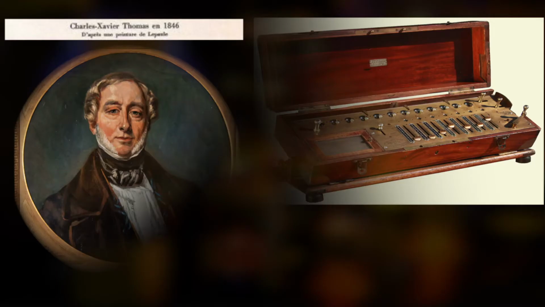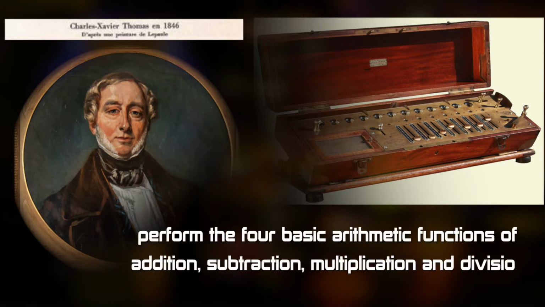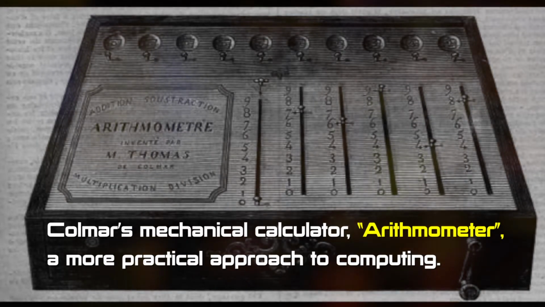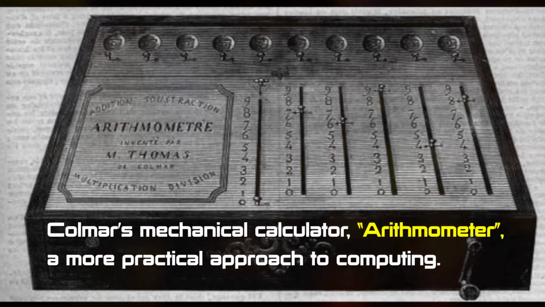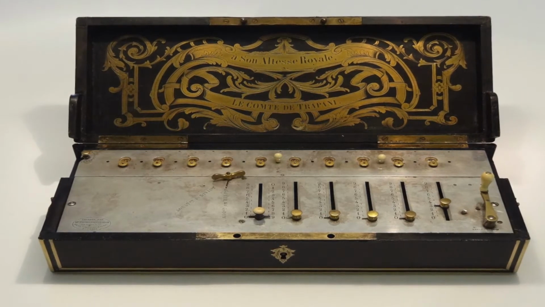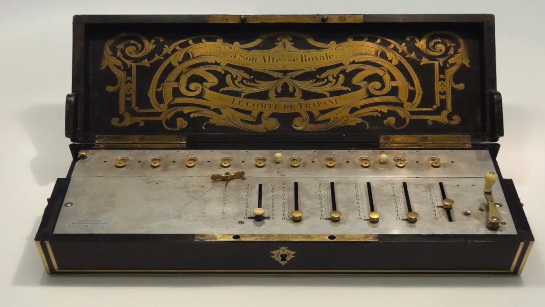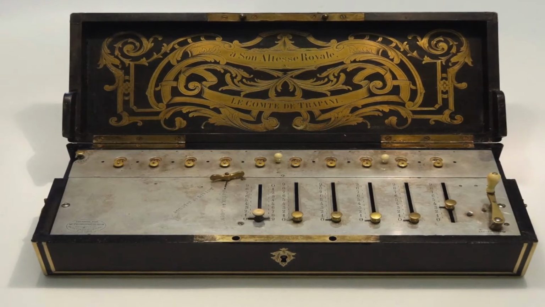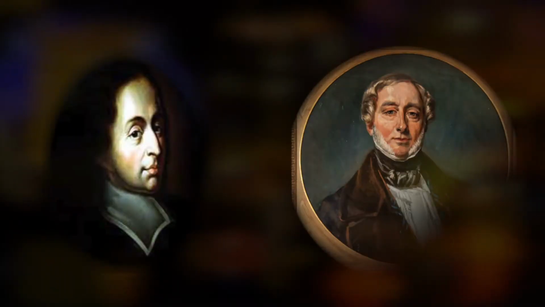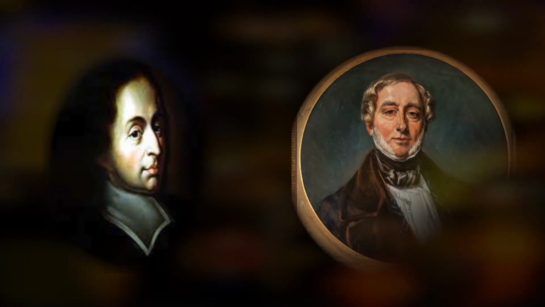In the 17th century, Colmar, a Frenchman, invented a machine that could perform the 4 basic arithmetic functions of addition, subtraction, multiplication and division. Colmar's mechanical calculator, the arithmometer, presented a more practical approach to computing. With its enhanced versatility, the arithmometer was widely used until the First World War, although later inventors refined Colmar's calculator. He, together with fellow inventors Pascal and Leibniz, helped design the age of mechanical computation.